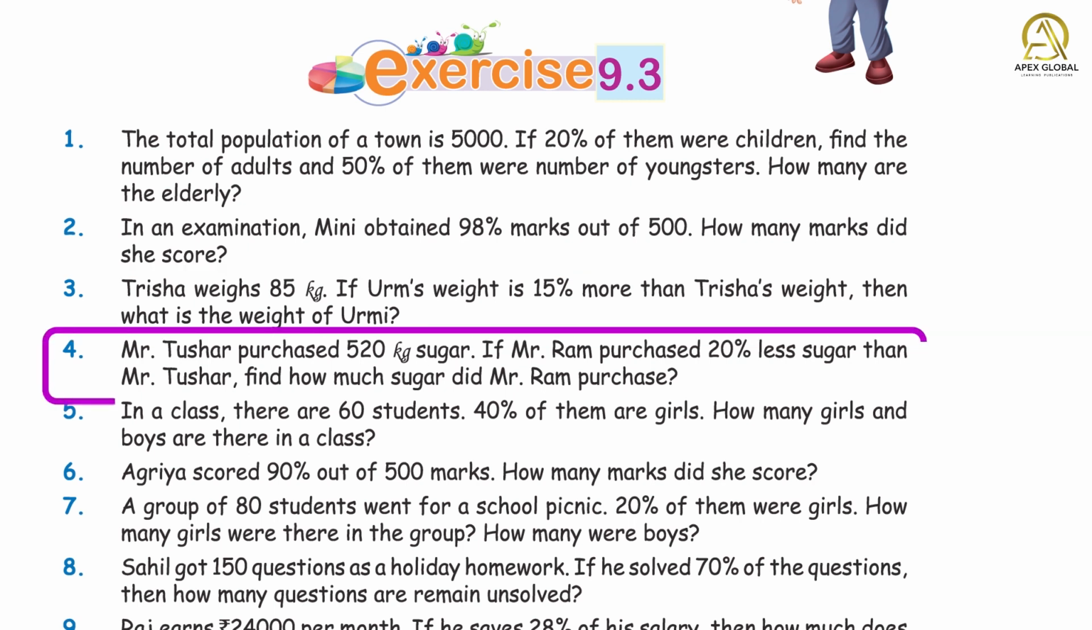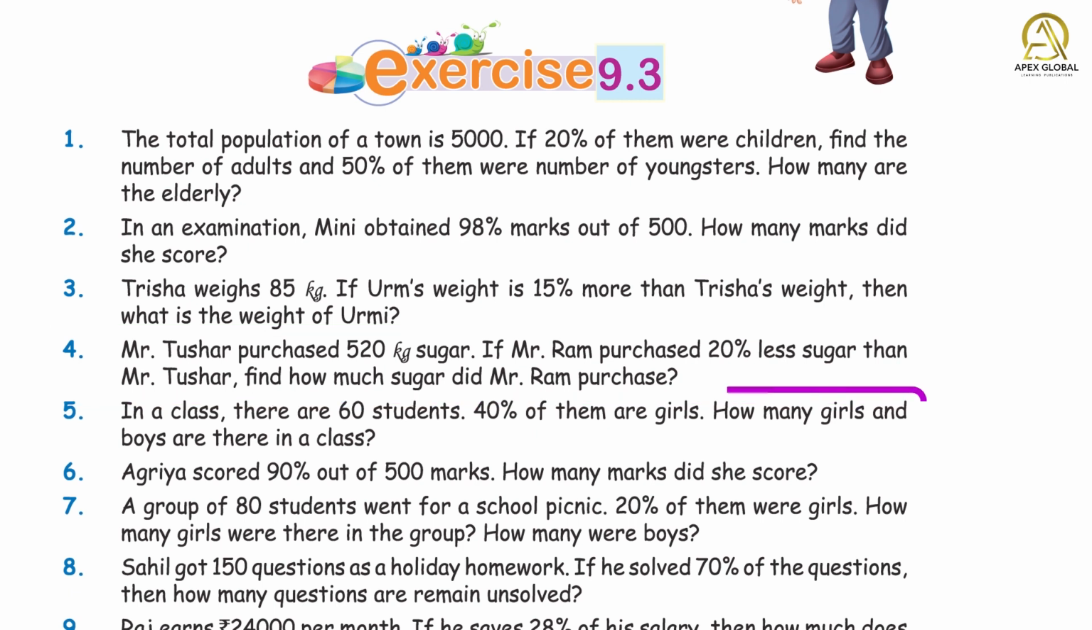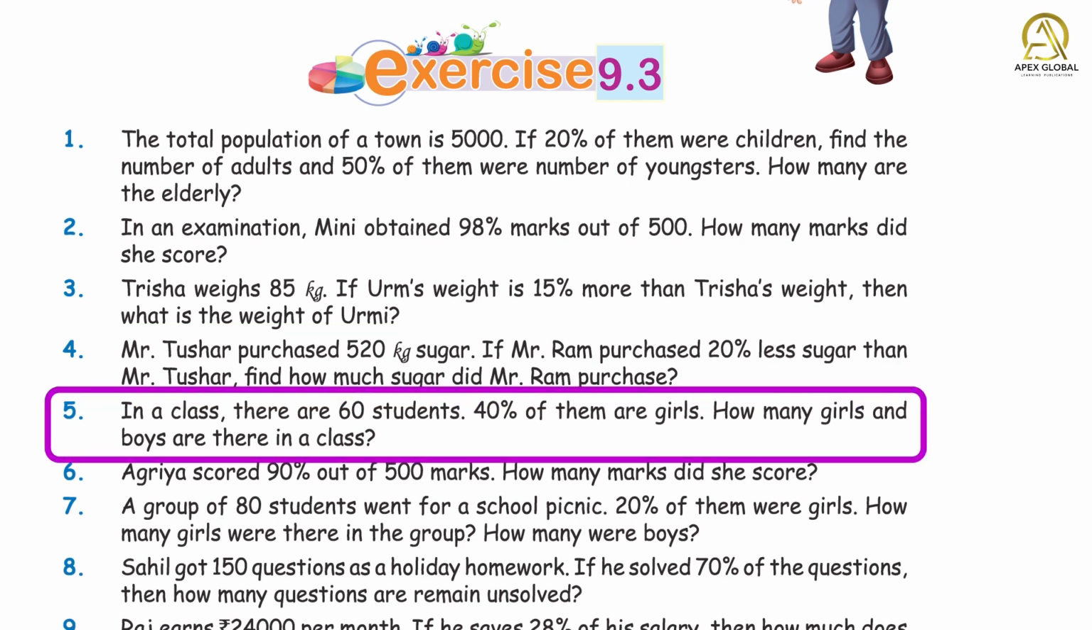97.75. Question 4. Mr. Tushar purchased 520 kg sugar. If Mr. Ram purchased 12% less sugar than Mr. Tushar, find how much sugar did Mr. Ram purchase. Answer 416. Question 5. In a class there are 60 students. 40% of them are girls. How many girls and boys are there in a class? Answer: 24 girls, 36 boys.